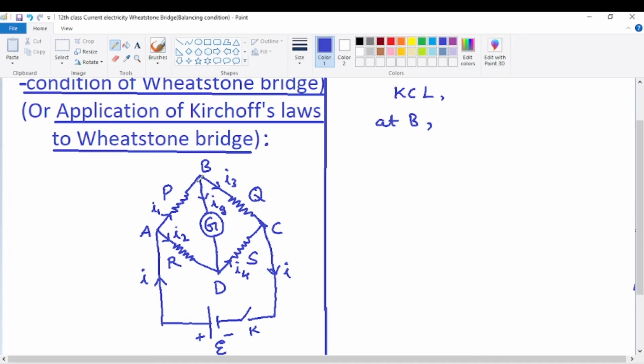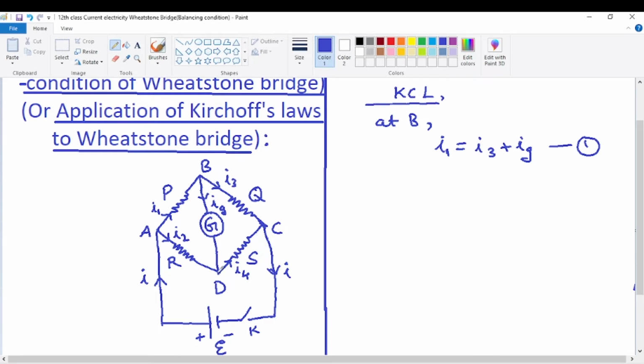And what is the sum of the currents entering the junction? There is only one current entering junction B, only I1. That is equal to the sum of the currents leaving the junction, I3 plus Ig. I1 is equal to I3 plus Ig. This is a very simple first equation, directly applying Kirchhoff's current law.